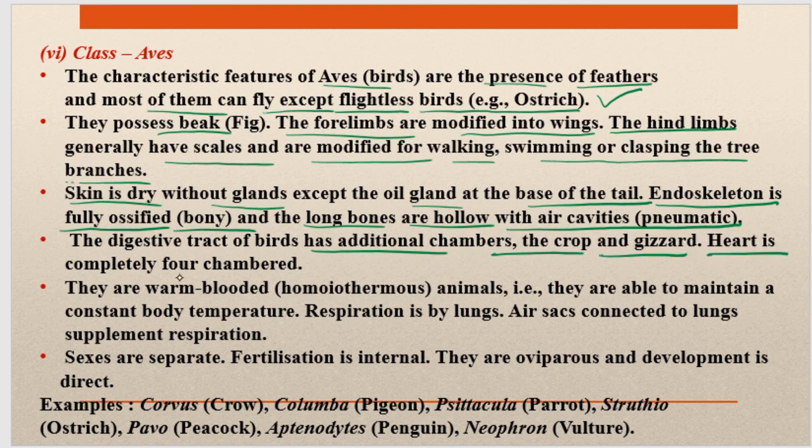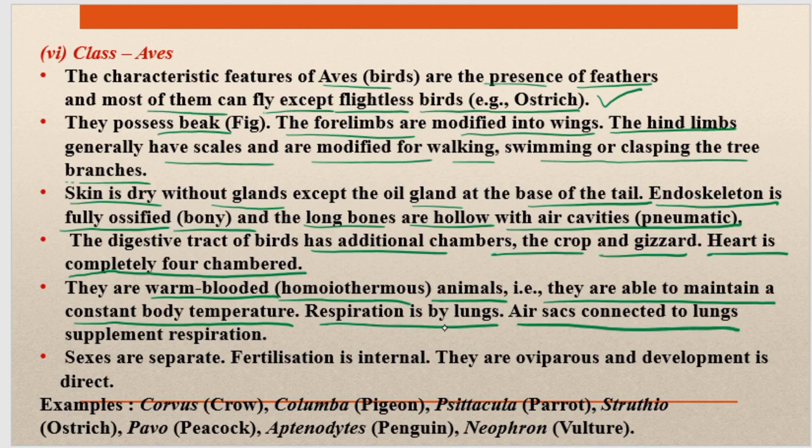And the heart is completely four-chambered. What was there in reptiles? It was four-chambered only in the crocodile. Birds are warm-blooded, homeothermal: the animals are able to maintain a constant body temperature. Respiration is by lungs, and air sacs connected to the lungs supplement respiration. Sexes are separate. Fertilization is internal, they are oviparous, and development is direct.